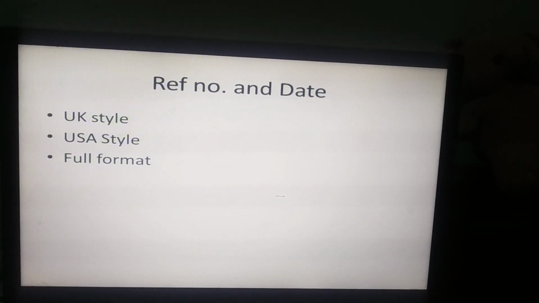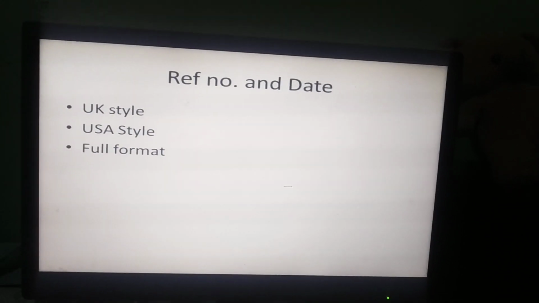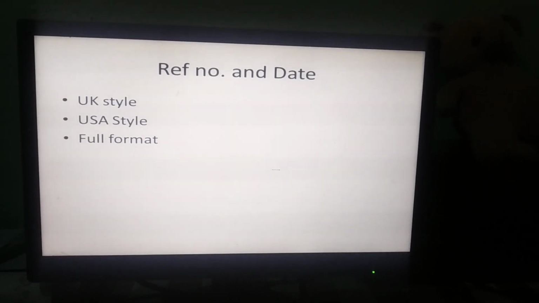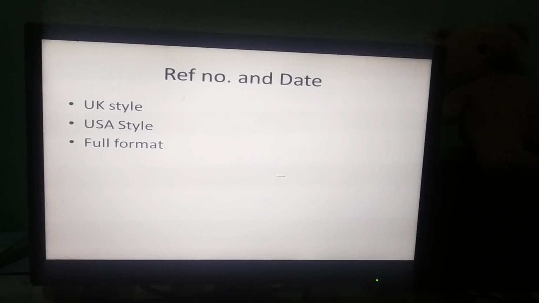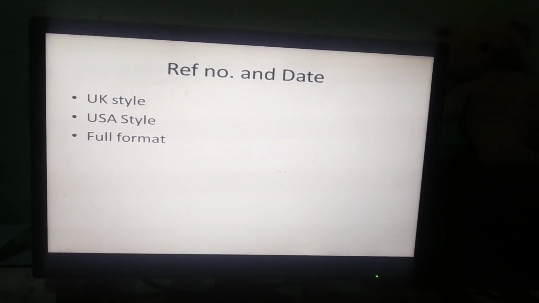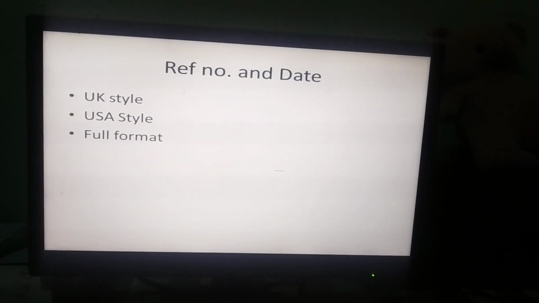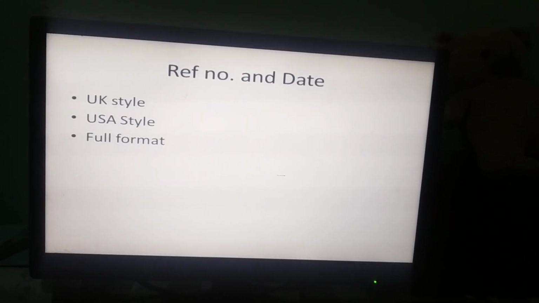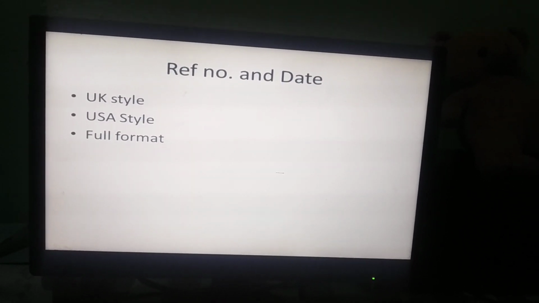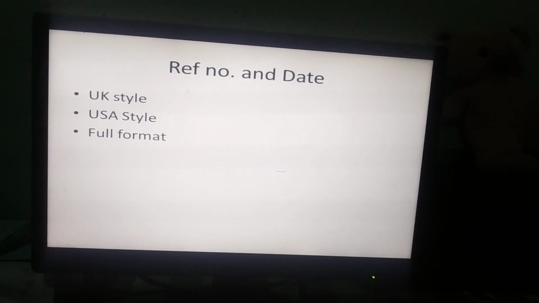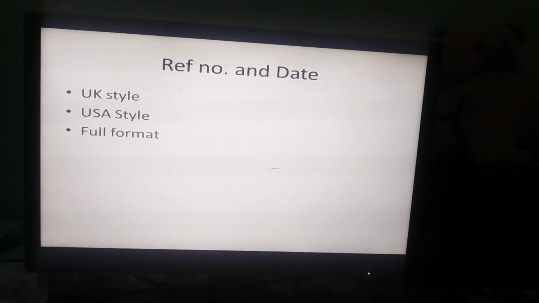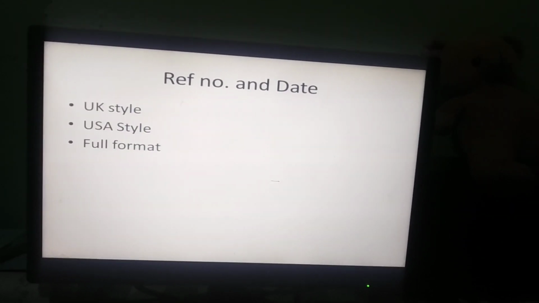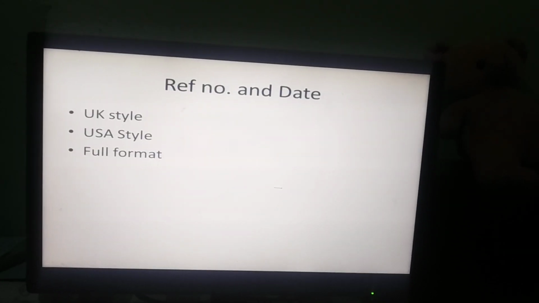The second thing is called reference and date. From the student's point of view, we should not write the reference number. We need to just write the date there. Date would be of three types. UK style means the pattern we follow in India, like day first, then month and year. In the USA, they start with the month first, then the day and the year. And full form means you explain everything, like 18th of March, 2020. That will be called the full format.